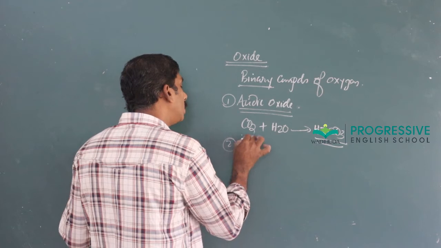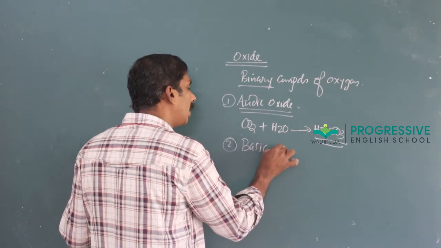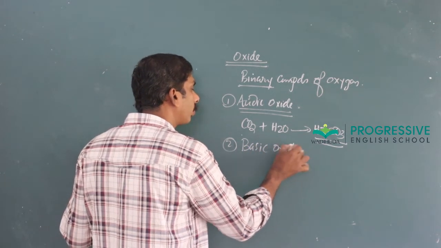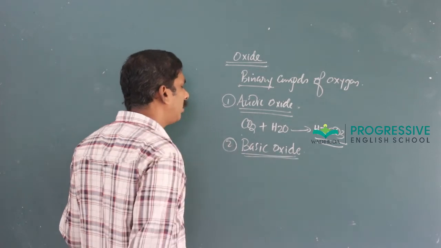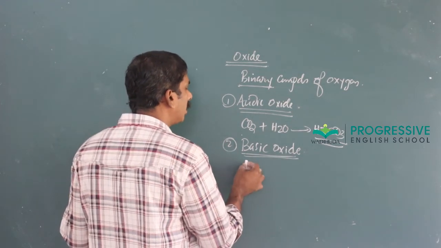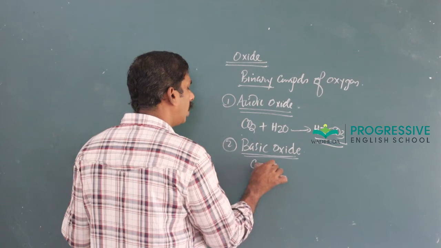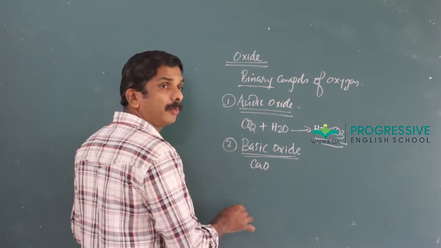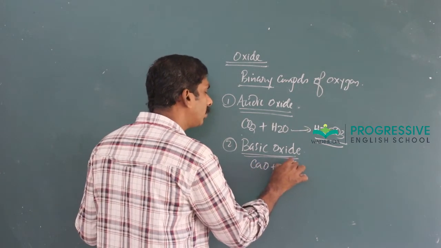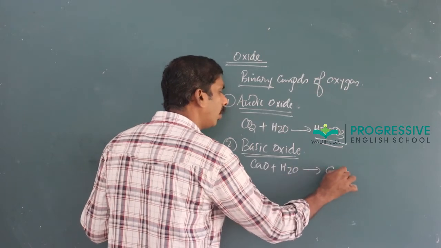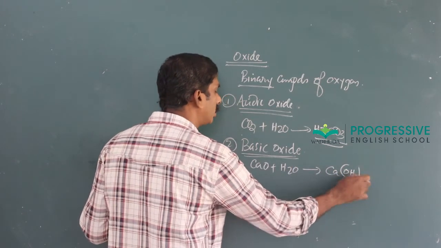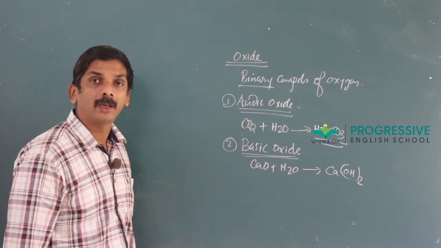Then the second one is basic oxide. Basic oxides are those oxides which react with water to form a base. Calcium combines with oxygen to form calcium oxide. This calcium oxide reacts with water to form calcium hydroxide. It is a basic oxide.